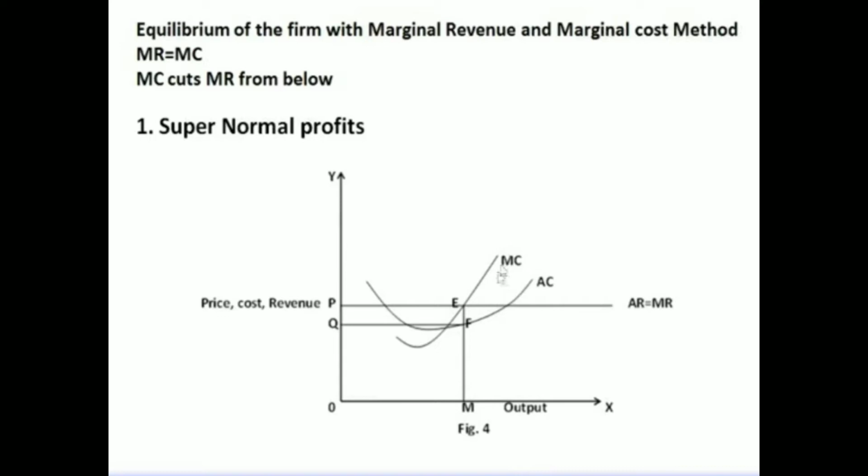And the total profit will be PQ multiplied by OM. That is, the supernormal profit of the firm in the short run under perfect competition is shown by the area PQFE, that is PQ multiplied by OM. That much supernormal profit is enjoyed by the firm here.